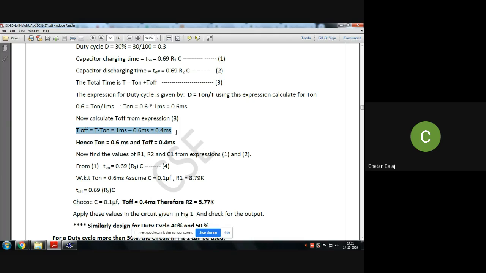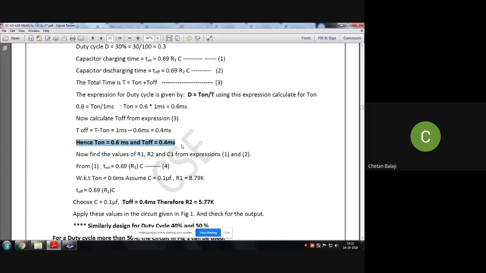Now we know T on equals 0.6, T off equals 0.4. When you add, 0.6 plus 0.4 is 1 millisecond. So the total time period T of 1 millisecond was known, but we didn't know T on and T off. From the formula we calculated and got T on equals 0.6 millisecond, T off equals 0.4 millisecond. Okay, now come back to this.